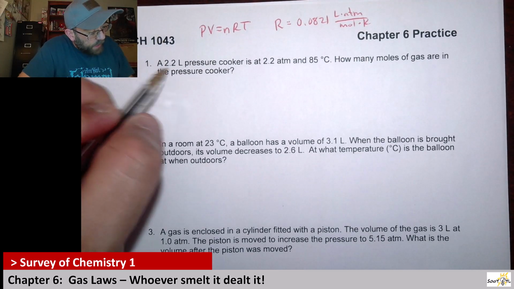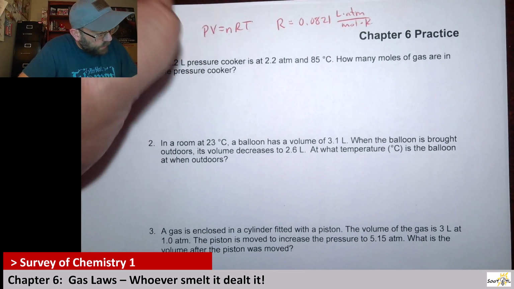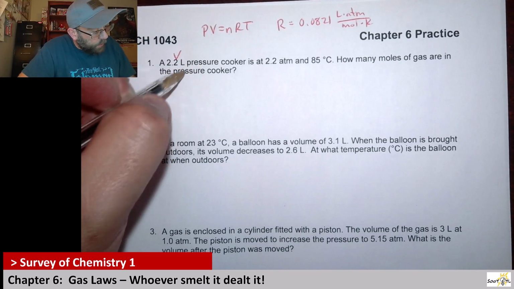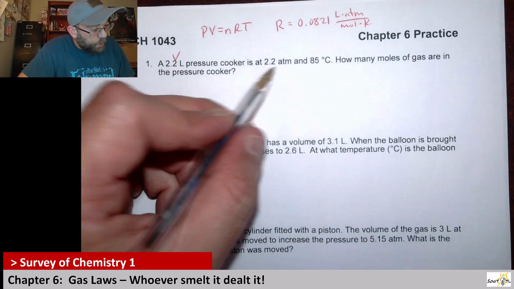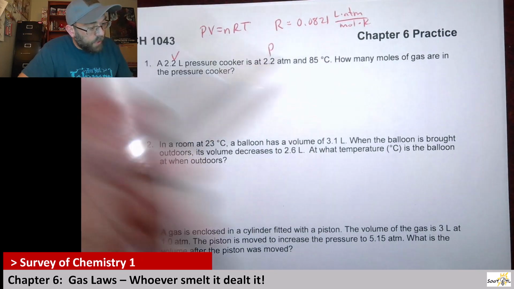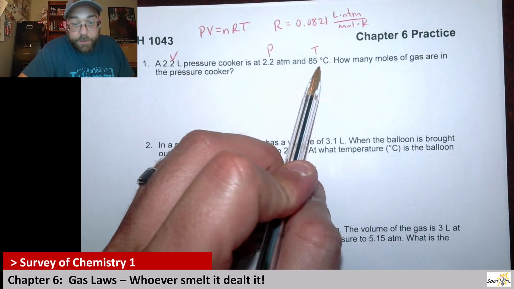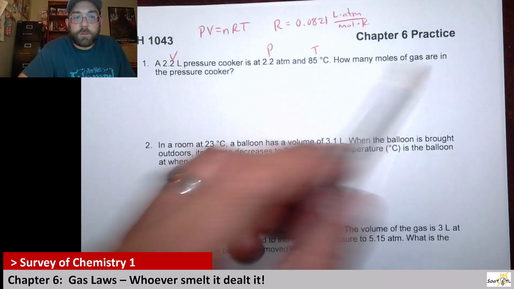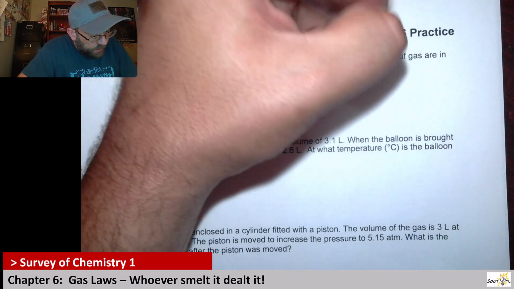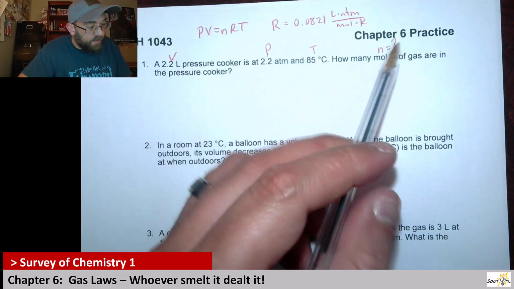Here it says we have a 2.2 liter pressure cooker, so that's a volume, at 2.2 atmospheres. That's pressure, and at 85 degrees C. That's temperature, not in the correct units yet. And it wants to know how many moles of gas are in it. So the whole question is moles, right? It wants to get our n variable.